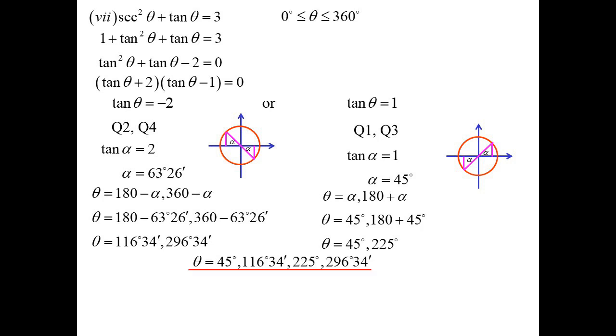Write a conclusion. I will pull it all together and say, well, that means theta can be all these values. I like to put them in numerical order. I just think that's neater. So 45, 116.34, 225, 296.34.